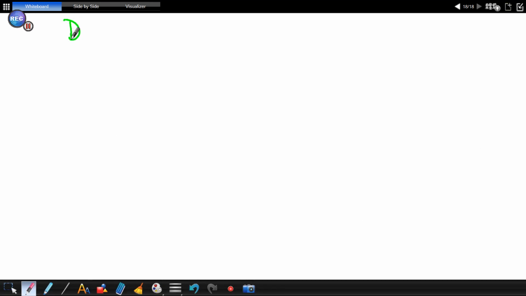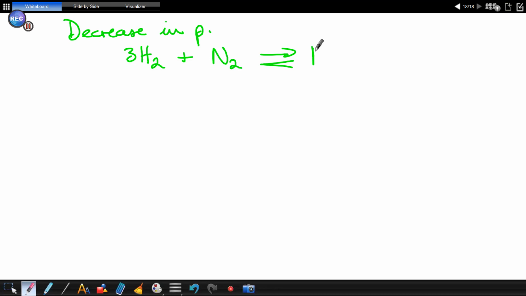Pressure. Either by removing some reagent or by increasing the volume, pressure can be decreased. If the reaction is written as 3H2 plus N2 going to NH3, which reaction will be favored? The reverse reaction will be favored.